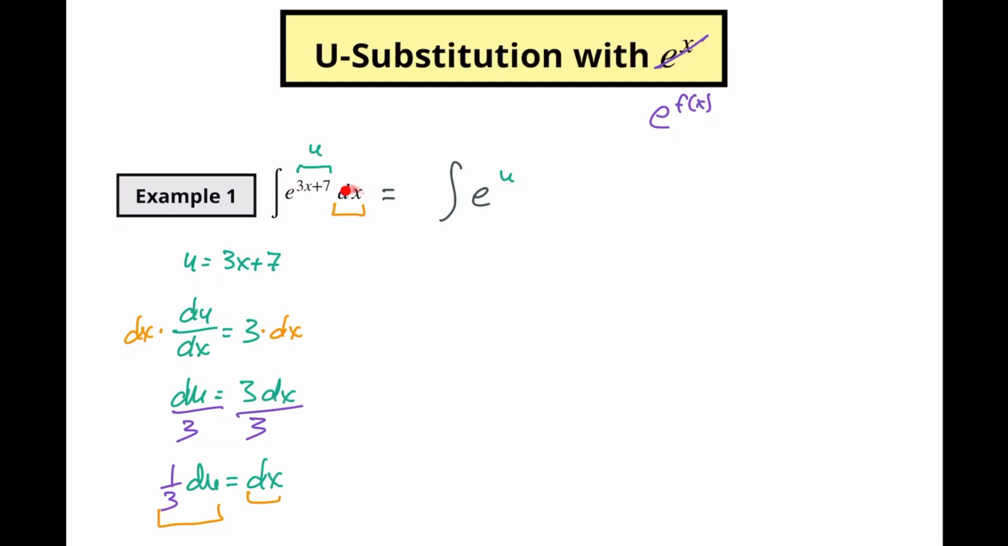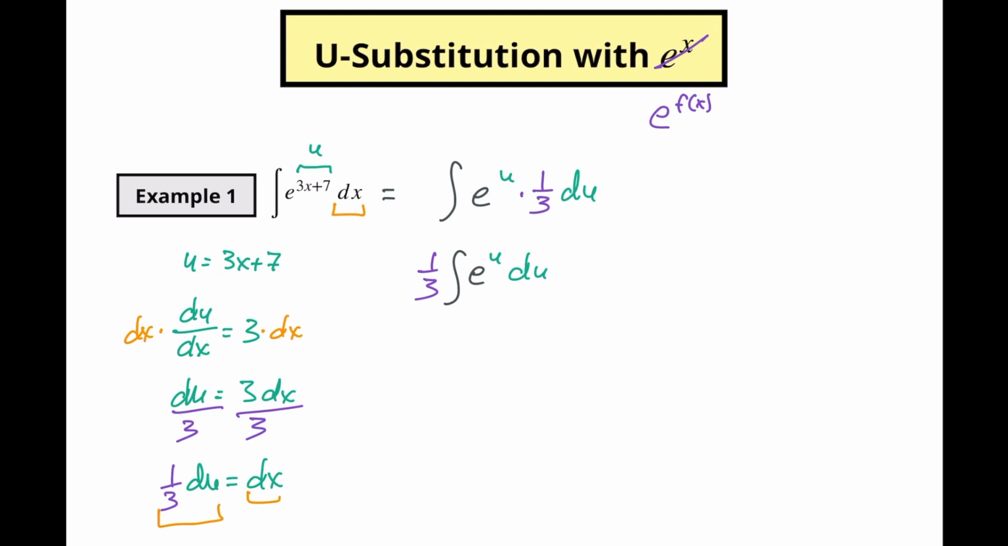That's a little different than what we've seen before, but we have to make sure that our substitutions are equal, that we can't just put in new pieces. All of our substitutions have to be accounted for. So this is accounted for by doing 1/3 of du. So we're going to take e to the u times 1/3 du. When we integrate, we bring out our constant, so we've got 1/3 of the integral of e to the u du.